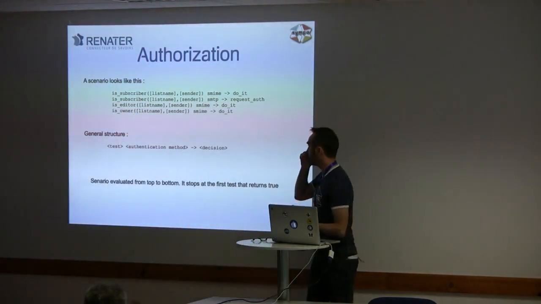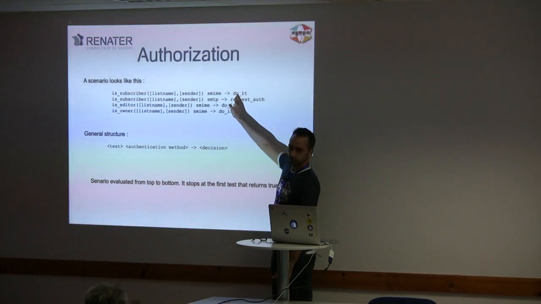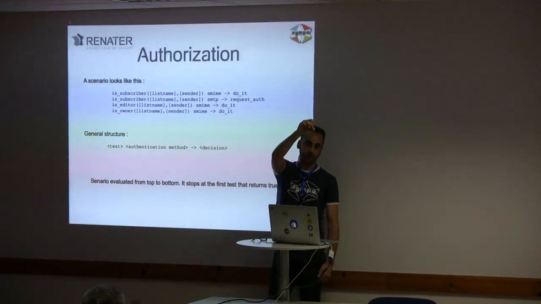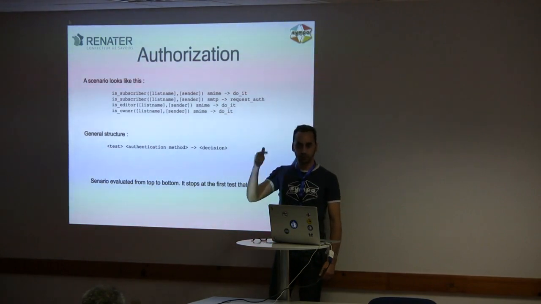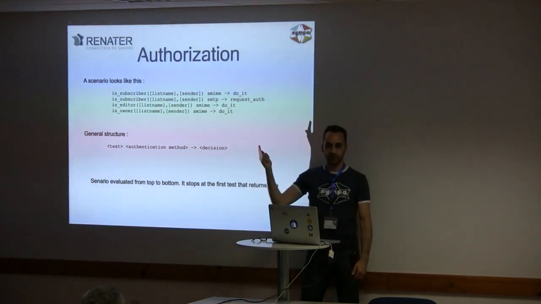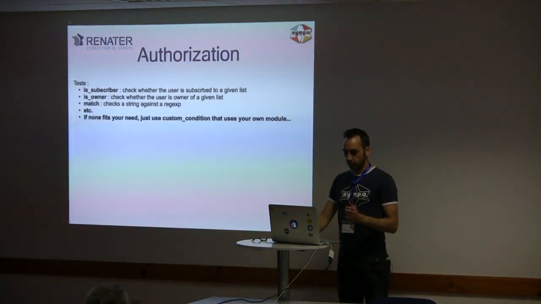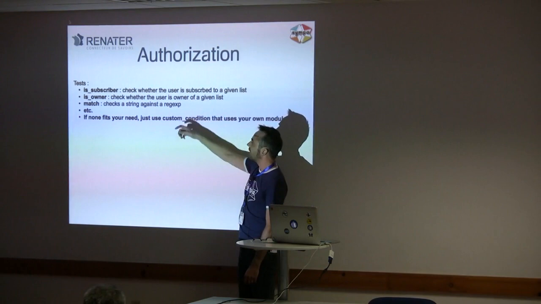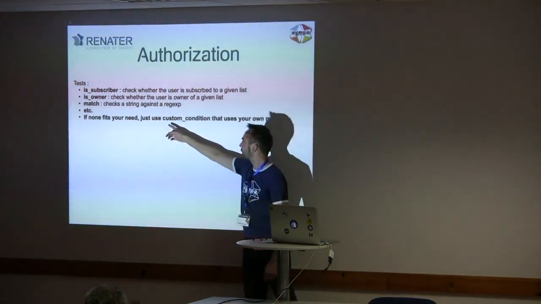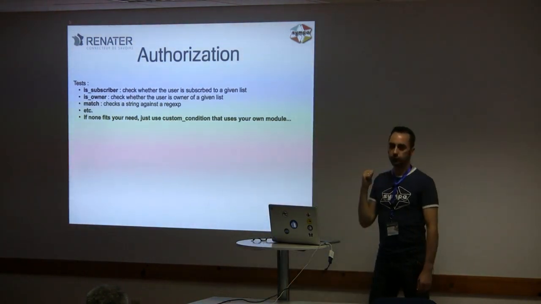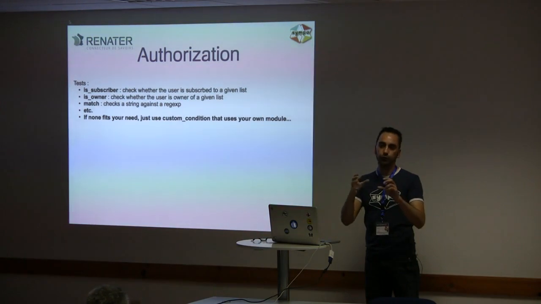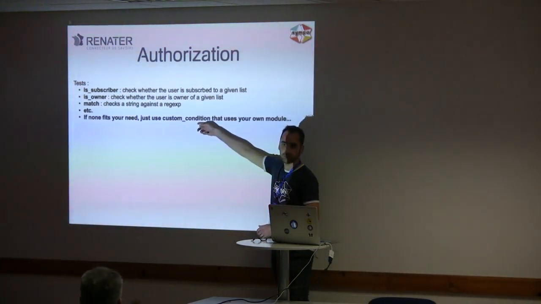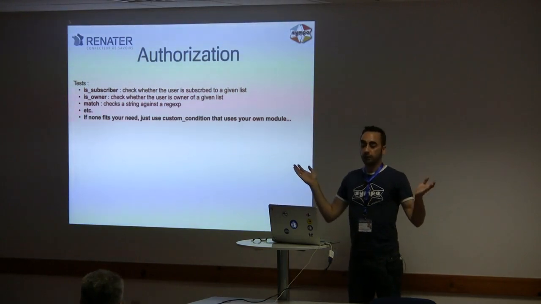You may, for example, in this case, if it's SMIME, the user is allowed to do the action. If it's SMTP, I will request auth. That means I will send him an email with a link. He needs to click to say, OK, it's me. I control this mailbox, and it's me that did the action. This is a little boring, but we have a large number of tests. Is subscriber, is it list owner, and so on. And if it's not enough for you, you can use the custom condition test that allows you to write a Perl module, with a few constraints of the Perl module, obviously. And this code will be executed anytime you want to evaluate a scenario with this custom condition. So you can expand scenario as much as you want.